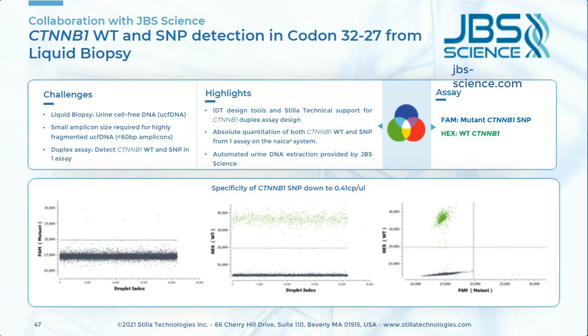To demonstrate the specificity of the assay, we performed a serial dilution of mutant plasmid spiked into a wild type background. We were able to detect the mutant down to 0.41 copies per microliter in the presence of the wild type. We're continuing to work with JBS Science to expand this design to cover more mutations located within this hotspot of beta-catenin. And while this is an example of a duplex assay, I'll now talk about a 6-color panel currently being used in a clinical study.